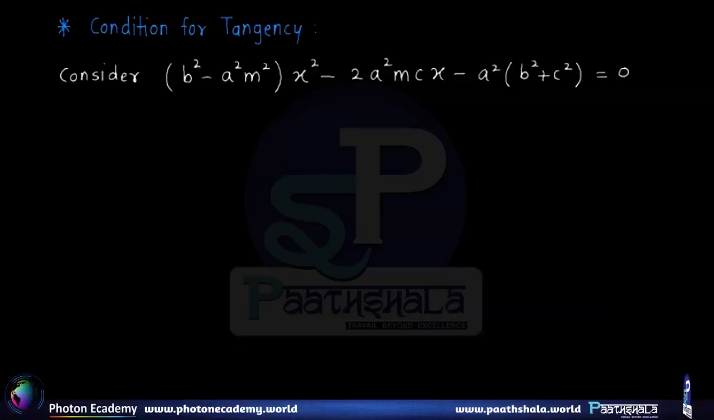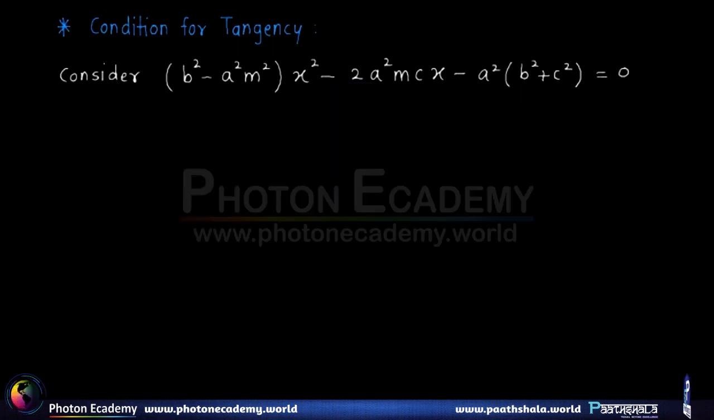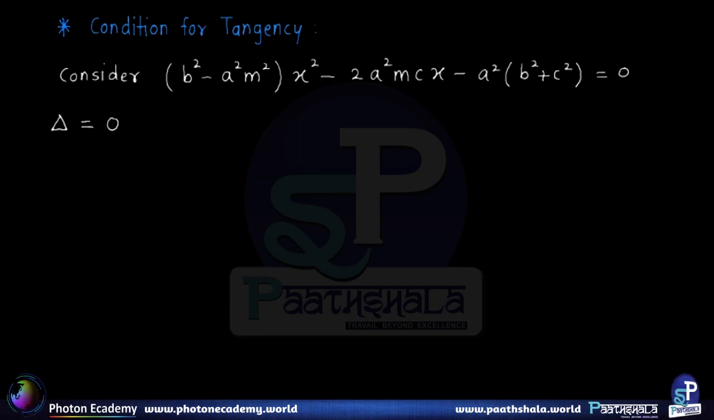Now continuing with the previous discussion of intersection of a line and hyperbola, here we now derive the condition for tangency. That is, how do we know quickly whether a given line is a tangent to a hyperbola or not. So if you recollect, we got a quadratic equation in the previous slide. So continuing further, the line will be a tangent if the discriminant of this quadratic equation is 0, right?